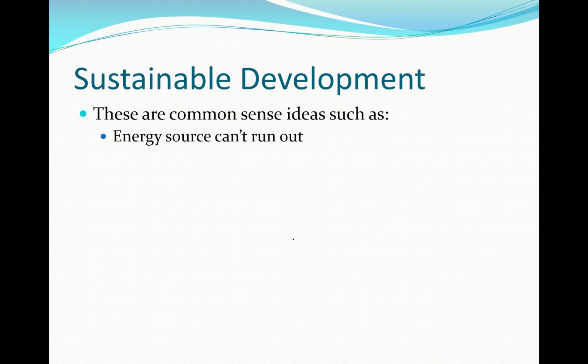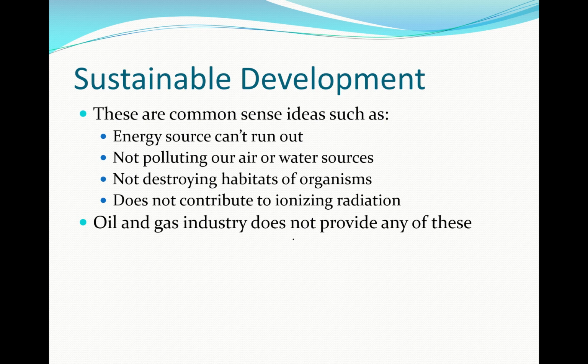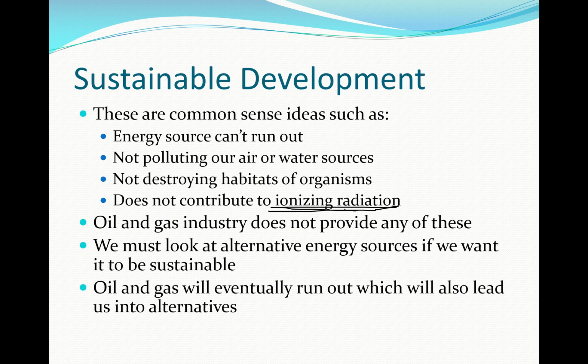So to be sustainable, your energy source can't run out. You can't pollute the air or water sources. It can't destroy the habitats of organisms, and it doesn't contribute to ionizing radiation. So the oil and gas industry doesn't provide any of these, right? The oil and gas industry will run out, it does pollute, it does destroy habitats with those tailings ponds and things like that. It doesn't really contribute to ionizing radiation that much because it doesn't do anything to the ozone layer, but 3 of 4 is bad. So we must look at alternative energy sources if we want to be sustainable, right? Also, even if we don't care about sustainability, oil and gas are going to run out eventually. So why wait until then to find alternatives? We need to start looking now.